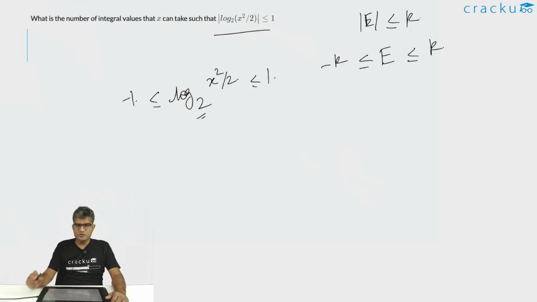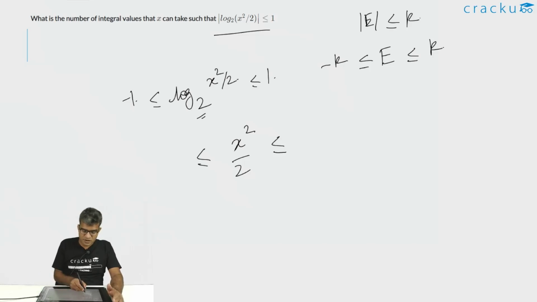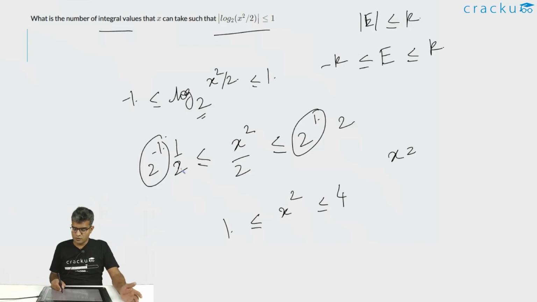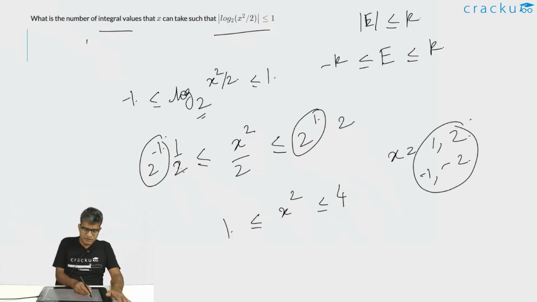The base of the logarithm is 2, which is greater than 1. So if you are removing the logarithm, the argument, that is x square by 2, has to lie between 2 to the power minus 1 and 2 to the power 1. 2 to the power minus 1 is 1 by 2. 2 to the power 1 is 2. This would imply that x square has to lie between 1 and 4. X also has to be an integer. So the integer values that x can take are, if it is positive, 1 or 2, if it is negative, minus 1 or minus 2. So the total number of integer values that x can take are equal to 4.